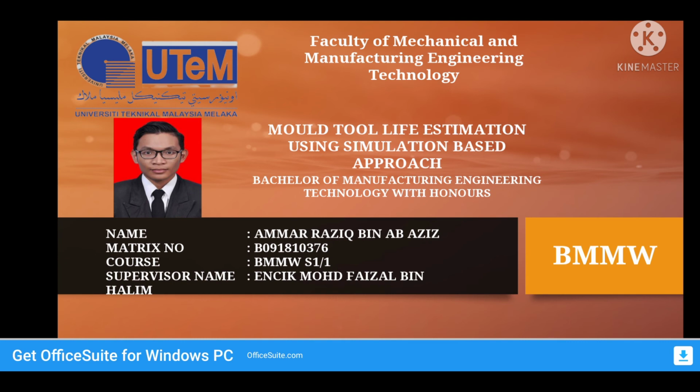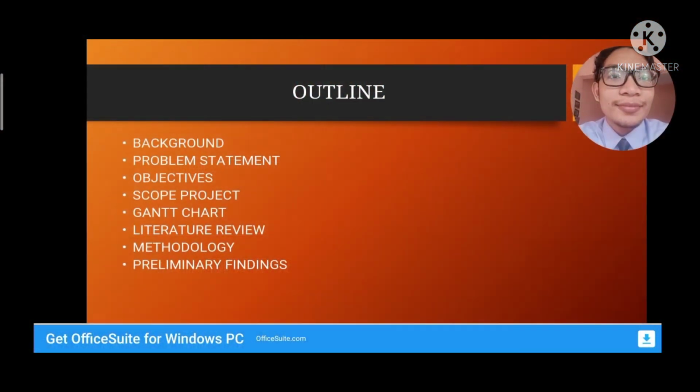Today I will present my project for PS1. My name is Ammar bin Aziz. The outline for my presentation is background, problem statement, objective, project scope, Gantt chart, literature review, methodology, and lastly preliminary findings.